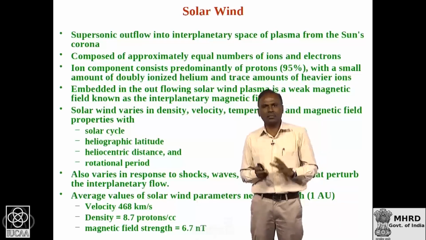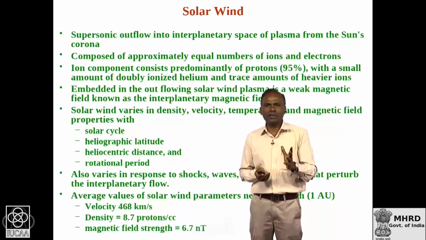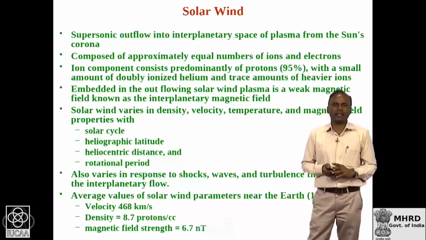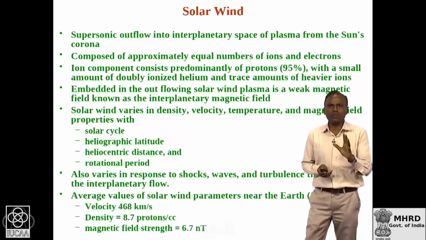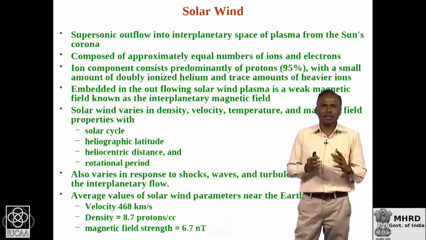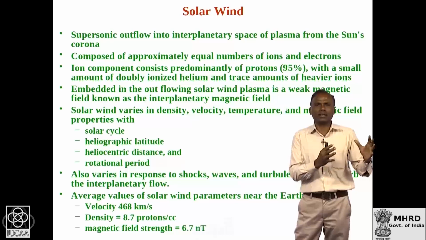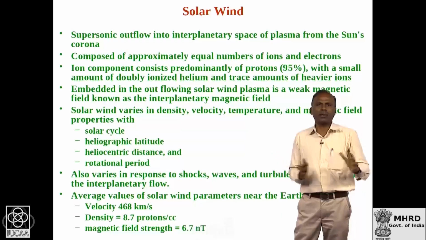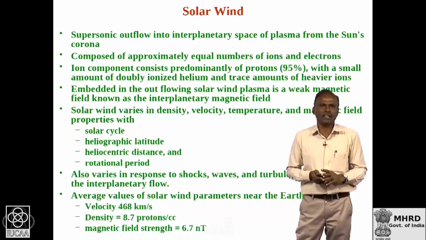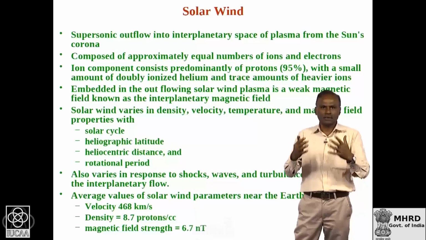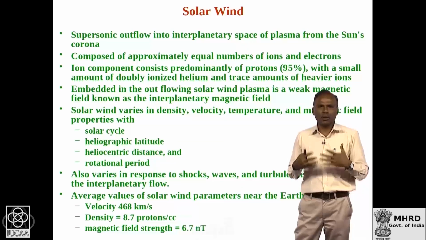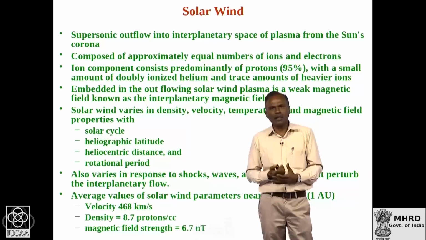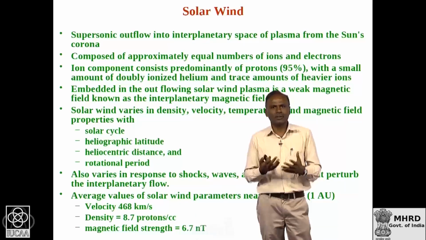The ion component consists predominantly of protons, something like 95%, with a small amount of doubly ionized helium and a trace amount of heavy ions. The solar wind, when it flows from the corona, carries the solar magnetic field, known as the interplanetary magnetic field. Solar wind properties like density, velocity, temperature and magnetic field vary with the solar cycle.